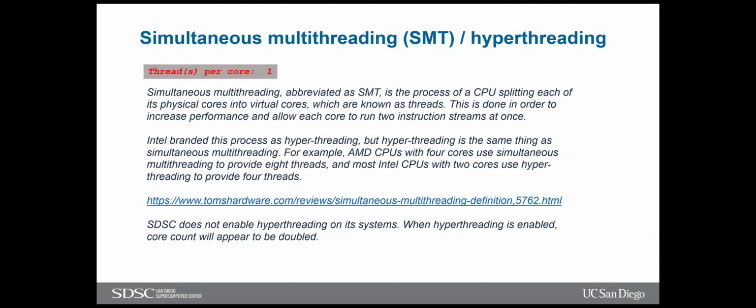I mentioned in the previous slide that threads per core is equal to 1, and I'll talk a little more about what this means. SMT is the ability for a CPU to split its physical cores into virtual cores or threads. Theoretically, this allows you to increase performance by allowing multiple instruction streams to run in parallel. You have to be careful with this because you're sharing resources with the cores. So while you can improve your performance, you can also take a performance hit.